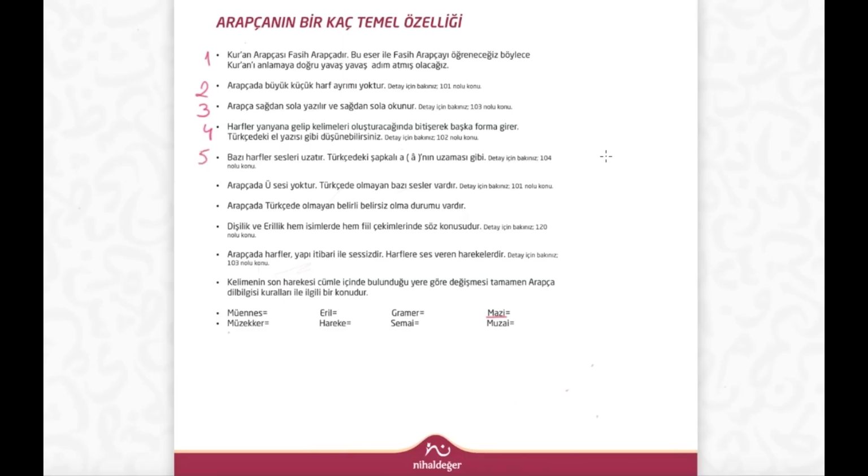Fifthly, some letters are read with elongation. In Turkish, we say it this way. Actually, of course, this is also a word that comes from Arabic. I prolonged it like haha, this. We extended it like this. If we say halen, it means immediately. Halen tal halen, come immediately. This is how we extend it.